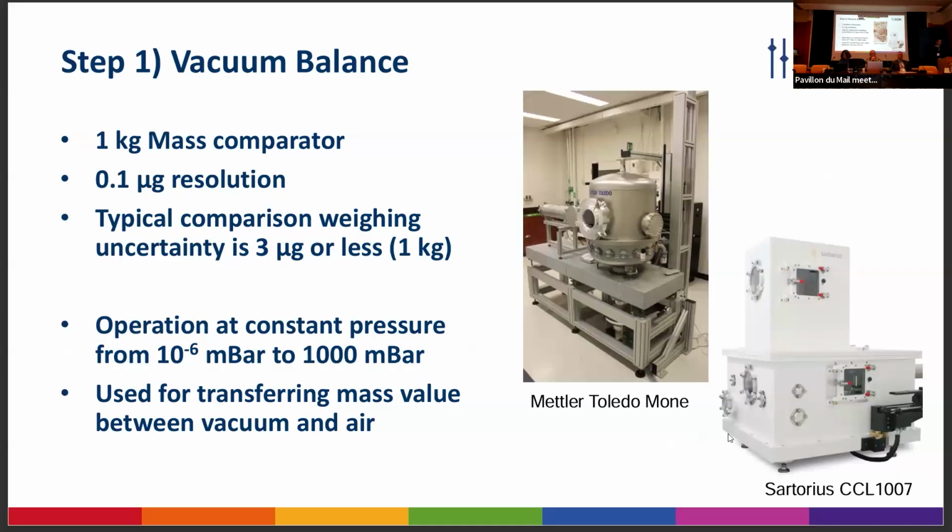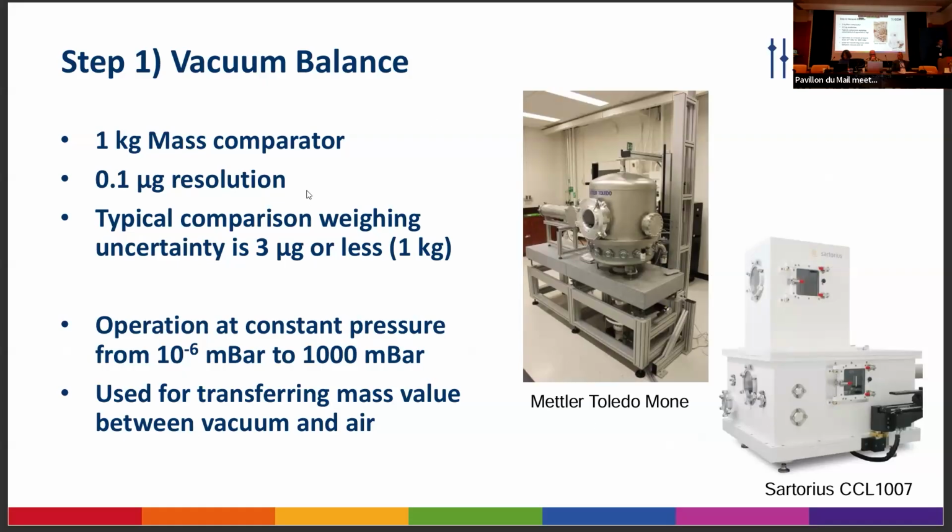So how we do the mass comparisons is we do the Kibble balance measurement. We have that transfer mass that goes from the Kibble balance to our vacuum balance, and the vacuum balance then can compare that to all other weights that are stored in vacuum.